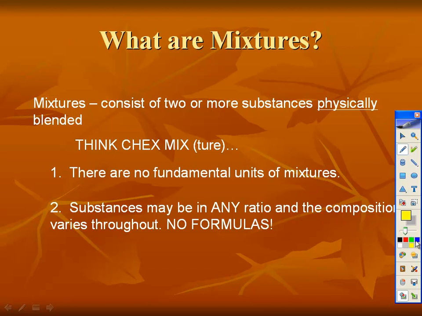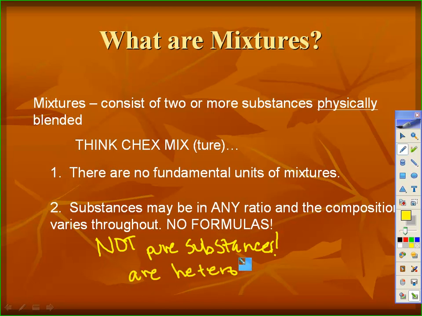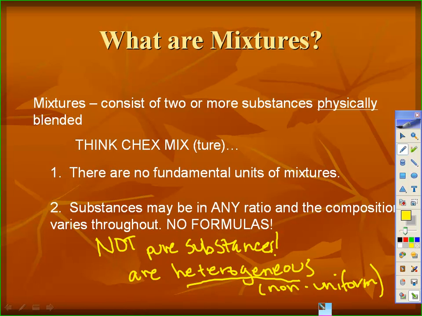So because the composition varies throughout and there's no formulas, these are not pure substances. And because they're not pure substances, they're not called homogeneous. They are called heterogeneous, which just means non-uniform. So pure substances are exclusively elements and compounds.